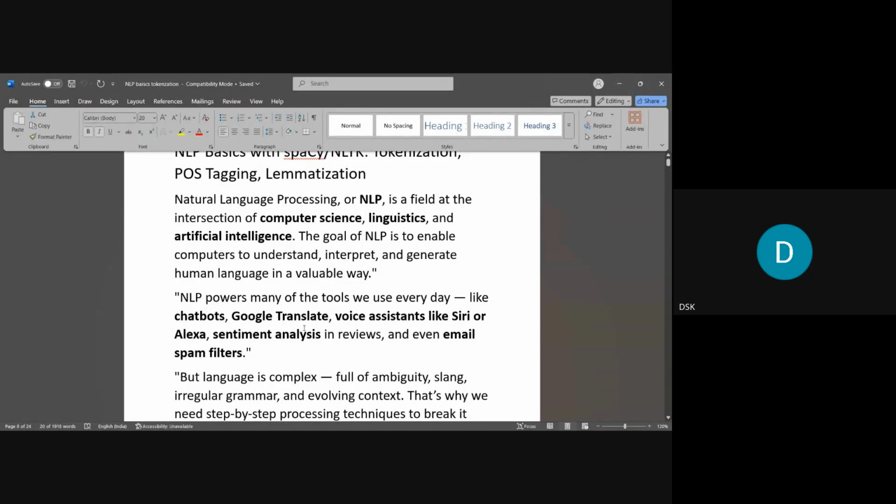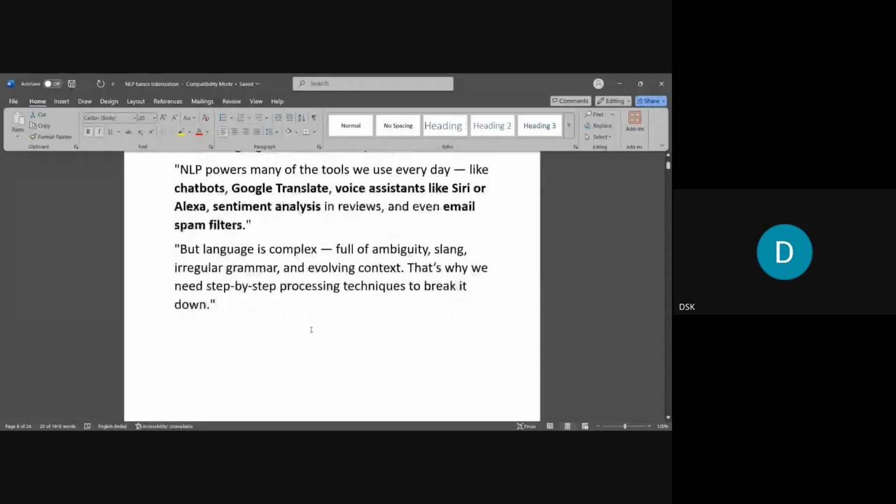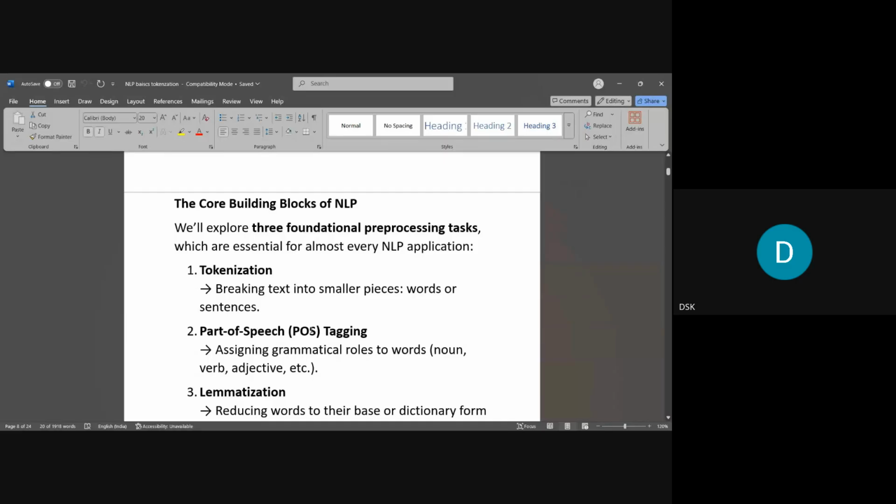But as we already know, language is very complex and full of ambiguity, slang, irregular grammar, and evolving text. That's why we need step-by-step processing techniques to break it down. So the core building blocks of NLP: we'll explore three foundational pre-processing tasks which are essential for almost every NLP application. First would be tokenization.